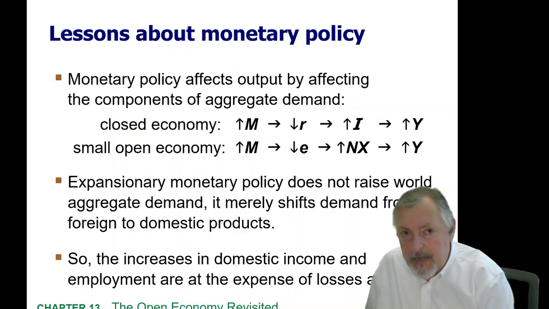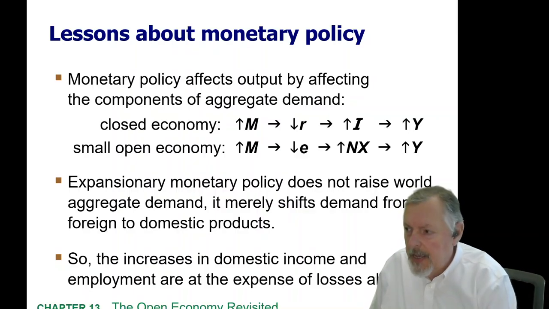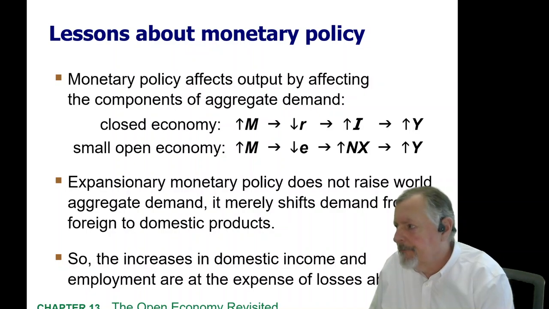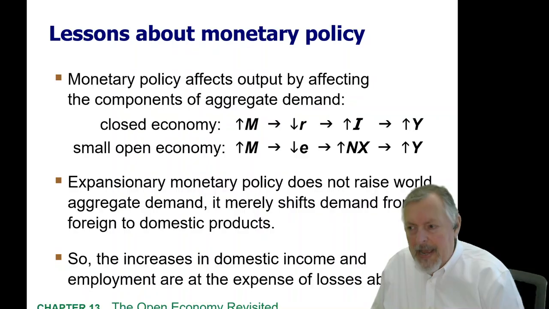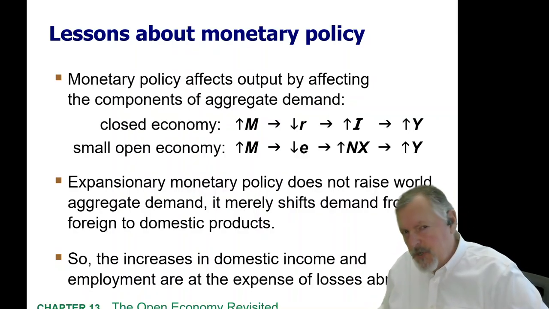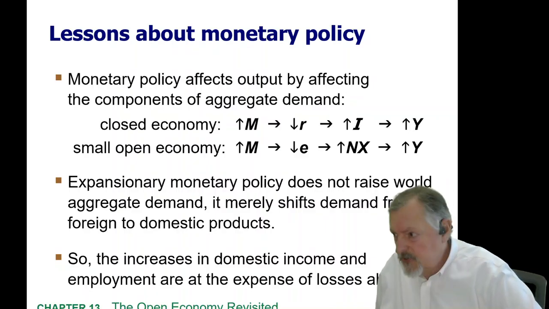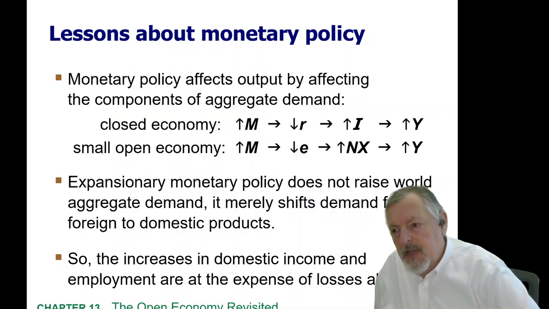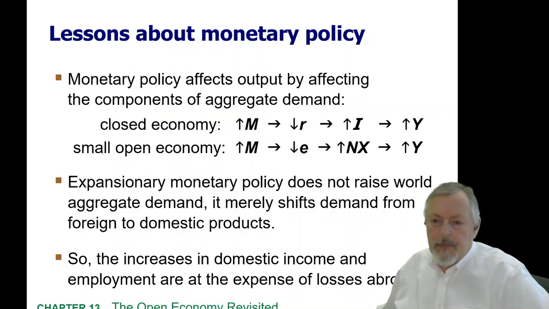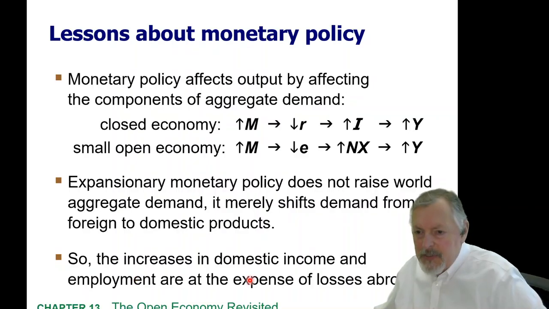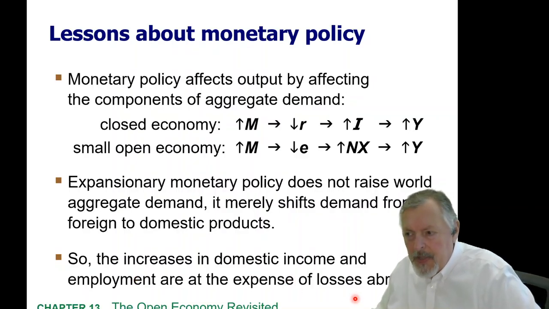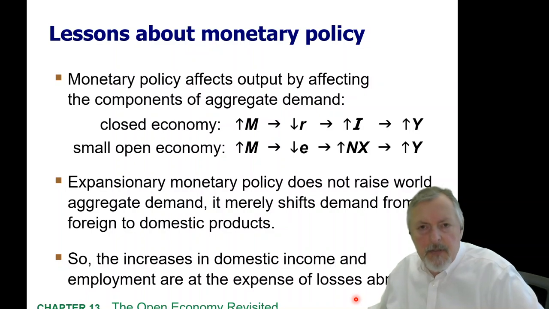Remember that since we're defining Hawaii, the US, as a very small open economy, nothing we do here will change anything about the world economy. World aggregate demand will not change. But if ours is going up and the total is not changing, that means someone else's aggregate demand has to be going down by the same amount. So in this model, increases in domestic income and employment are at the expense of losses in other countries. So it's a zero-sum game, essentially.